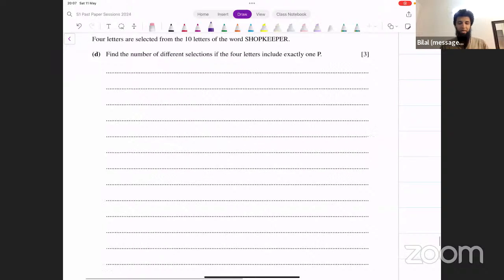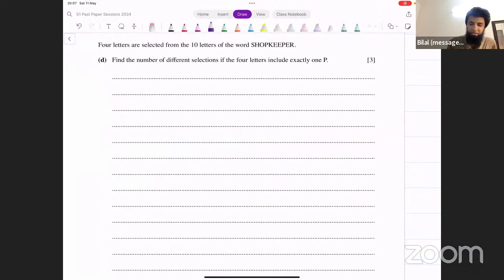Fairly straightforward. Now it says 4 letters are selected from the 10 letters of the word shopkeeper. So now we are selecting 4 letters out of these 10 letters. Find the number of different selections if the 4 letters include exactly 1 P. So the P should be only 1. We should only have 1 P.